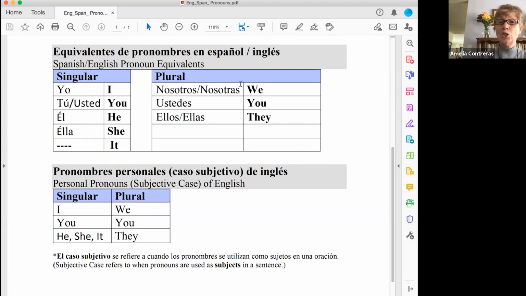In Spanish, you attribute gender, male, female, to pronouns, some pronouns, and to all nouns. In English, we have no gender attribute. Nouns and pronouns are all neutral. There's no male and female, which makes it more simple. In Spanish, you would have nosotros for men, nosotras for women.